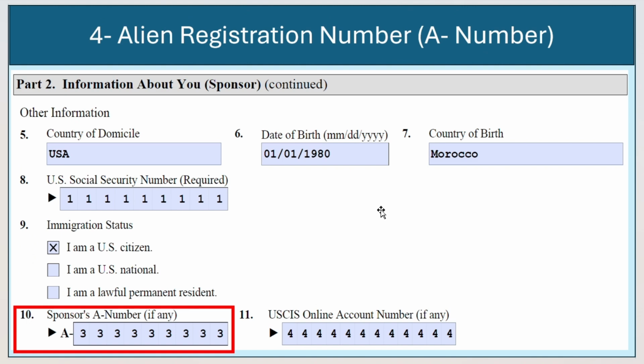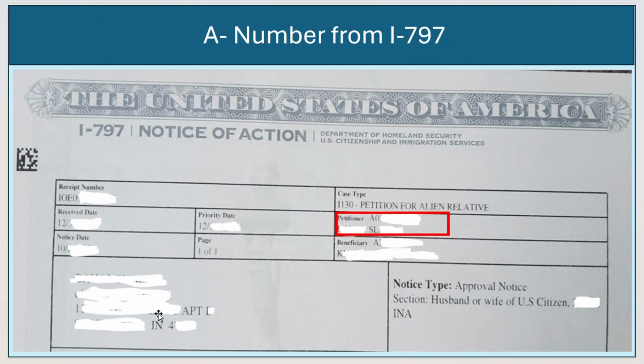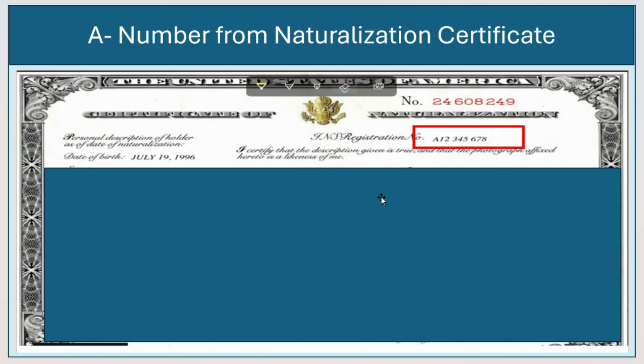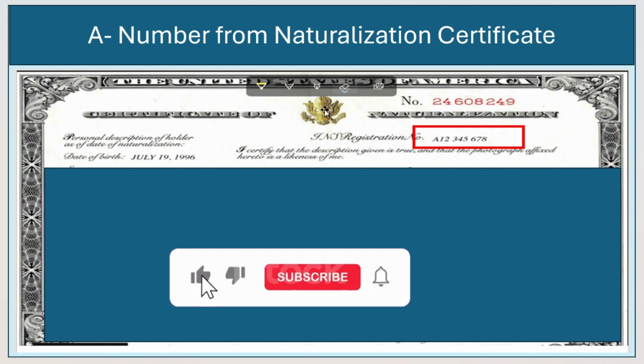Number 4, Alien Registration Number. It is in Part 2, Information About You, item number 10. A lot of people miss this Alien Registration Number. Let me show you how you get it. You can get the number from the I-797, right here, the petitioner's A-number. Or you can get it from the naturalization certificate. This is your A-number right here. If you are a US citizen by birth, you don't have it.